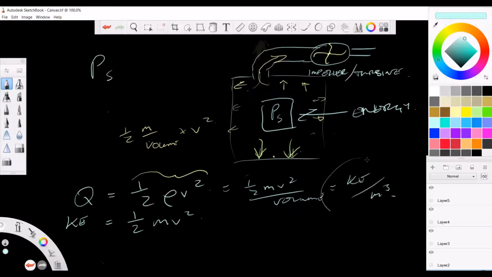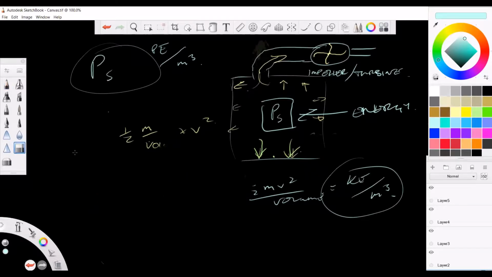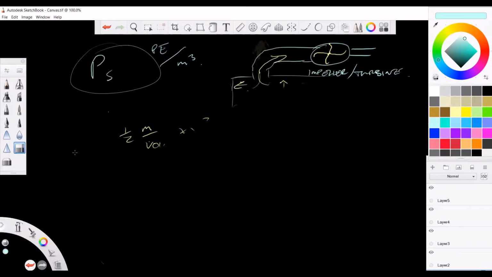Right. So we've just said static pressure is energy. But think about it. If you have a very small container and a very large container with the same pressure in them, the large container is going to contain a lot more energy, isn't it? So really, static pressure is potential energy. I'll just call it PE for potential energy per cubic meter. And dynamic pressure is kinetic energy per cubic meter.